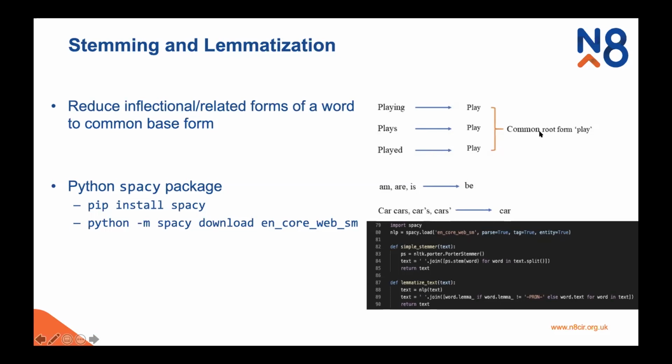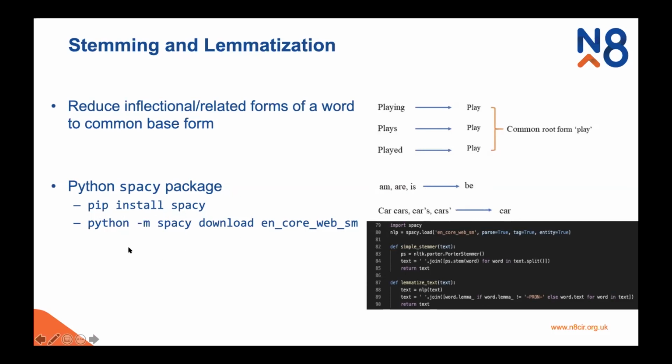Stemming is that you put them into the common root, which is play. Stemming and lemmatization achieve the same goal, but the way they do it is slightly different. In the case of lemmatization, it returns the basic form of a word. Here is an example: we have am, are, is. All these words belong to the verb to be. So if you're lemmatizing, it is going to return the word be.